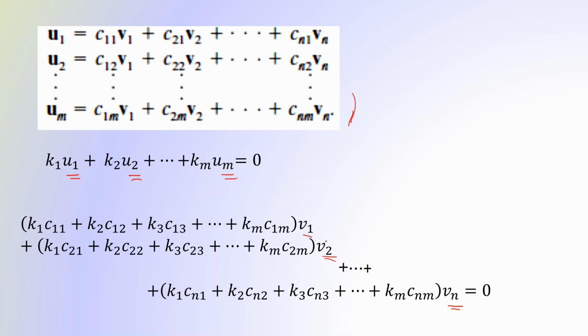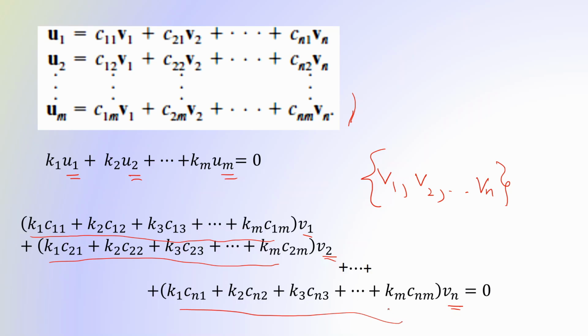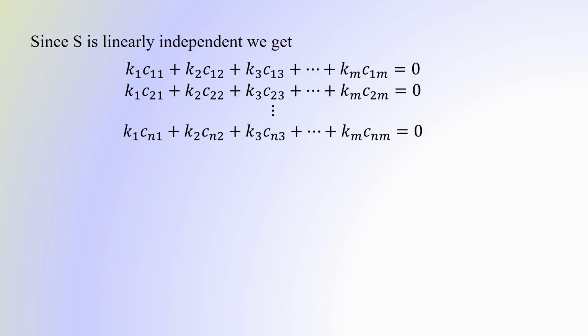Now you know that the set v1, v2, ..., vn is a basis for the vector space. Since it is a basis, it is linearly independent. So when you take the linear combination equal to 0, all the coefficients must be equal to 0: this one is 0, this one is 0, and this is 0. Therefore we have a homogeneous system of linear equations. Now you know how many variables it has? k1, k2, k3, ..., km: m variables.